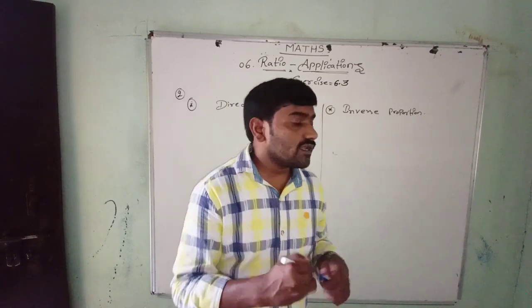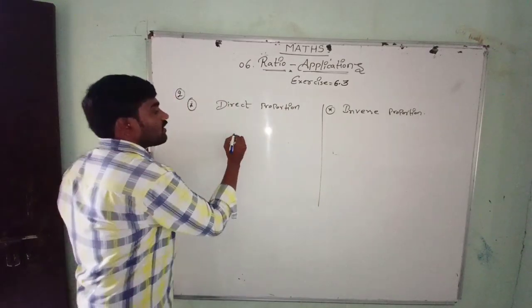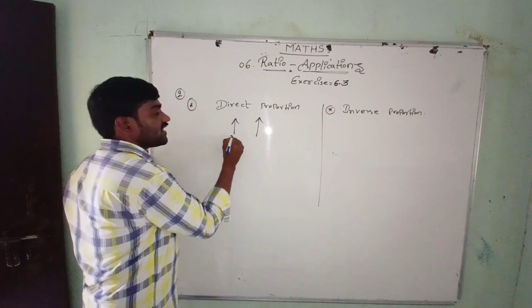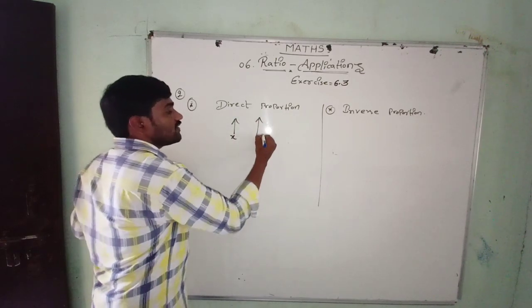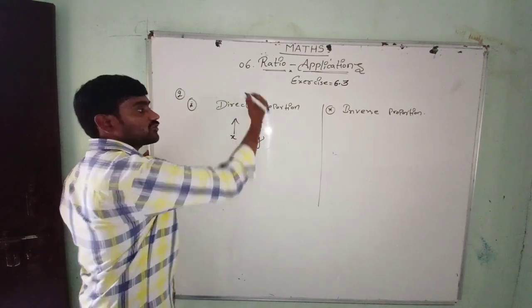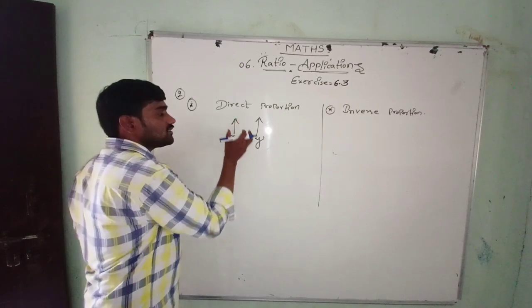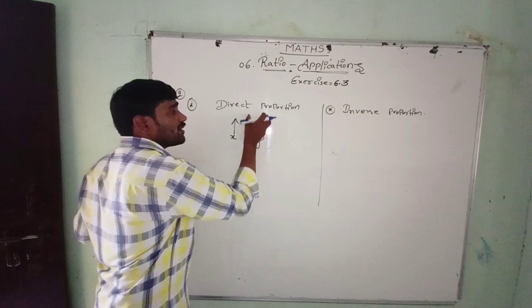Yes. Now here I will tell you. See, if one quantity increases, then another quantity also increases. That means if x increases, then y also increases. Then it is called direct proportion. And x అనేది ఒక item అనుకోండి. If the number of items you purchased increases, the cost you have to pay will be more.